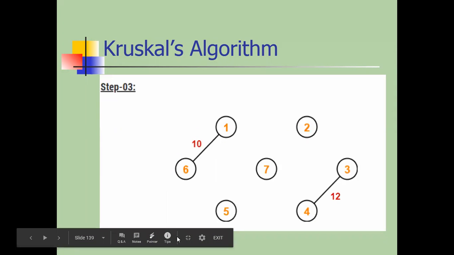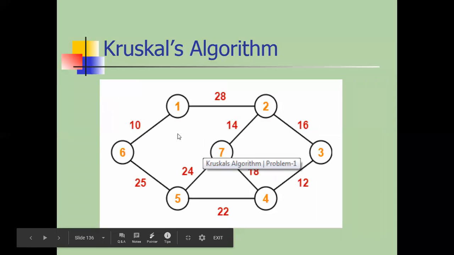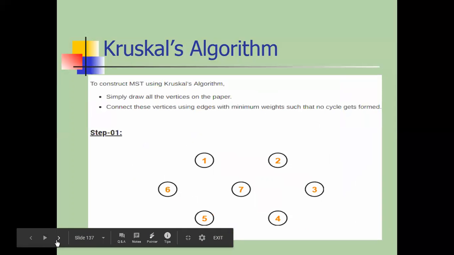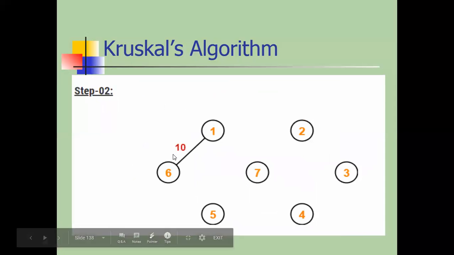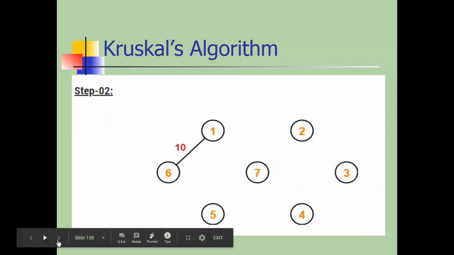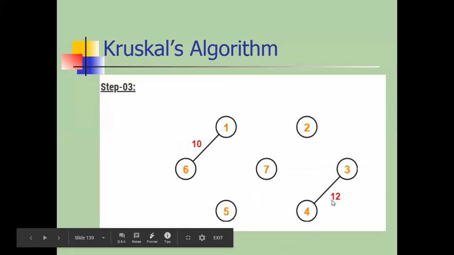Okay, the next step, just concentrate here. After 10, which is minimum, just see here. ये देखो, इसके बाद कौन सा minimum है, this one. Means we are arranging in what, increasing order. 10 हमने पहले select किया because it is minimum, then after that, उसके बाद कौन सा minimum है, 3 and 4. That's why we are selecting this edge, because this is minimum compared to others.